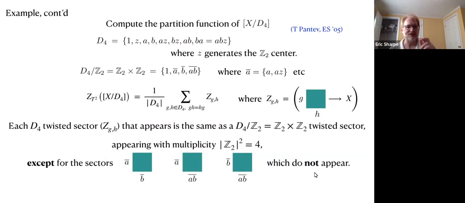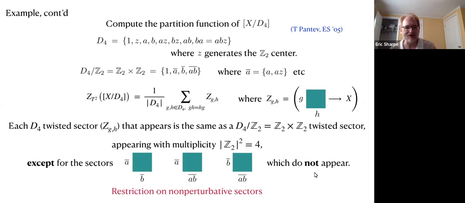Not all Z2 cross Z2 sectors can appear. For example, this Ā B̄ sector would be a fine contribution to a Z2 cross Z2 orbifold, but I cannot lift Ā and B̄ to a commuting pair inside D4. So Ā lifts to A and AZ, B̄ lifts to B and BZ, but if you look up here in the multiplication table, AB and BA do not commute with one another. And then similarly for these others. So this means there's a restriction on the possible non-perturbative sectors.